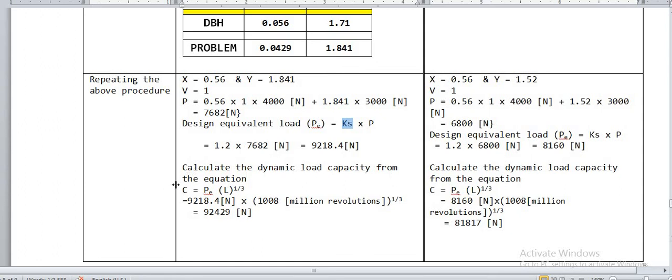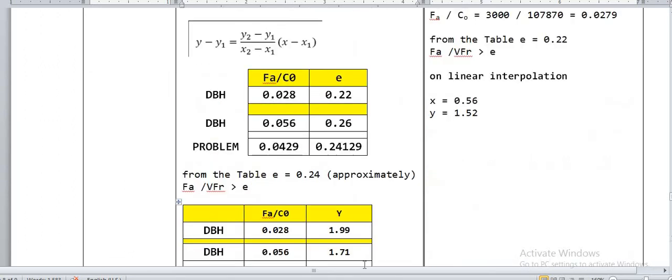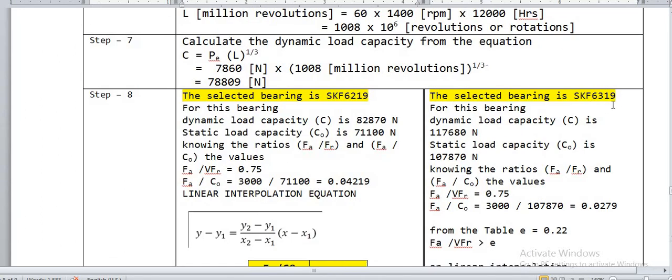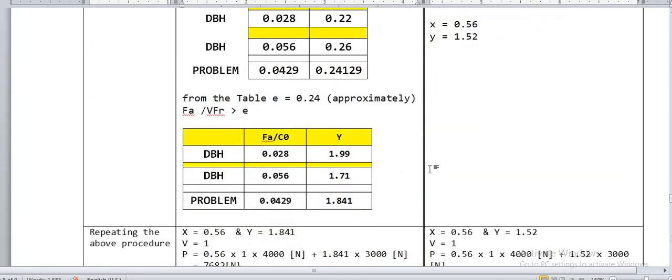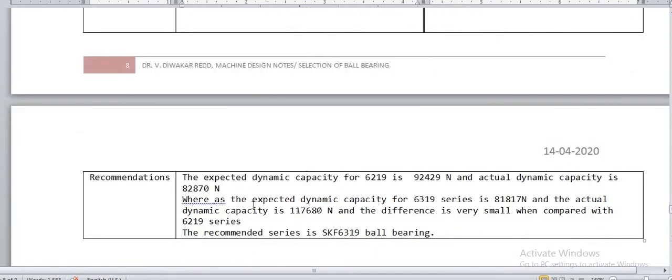Calculating the dynamic load capacity from the equation, you will get 92,429. So this is the first iterated value for the selected ball bearing. Whether it is suitable or not, we will discuss after completing the selection of the 6319 series bearing. Before going to that, let me finish. The expected dynamic load capacity of the 6219 series is 92,490 newtons, and the actual dynamic capacity is 82,890.